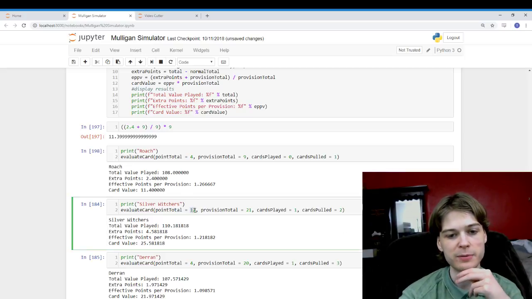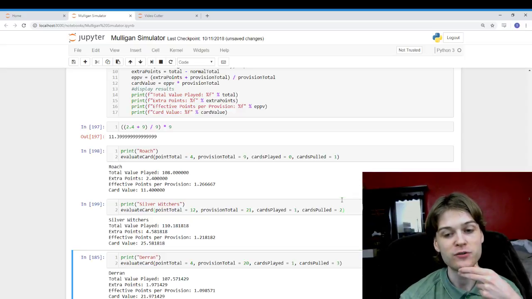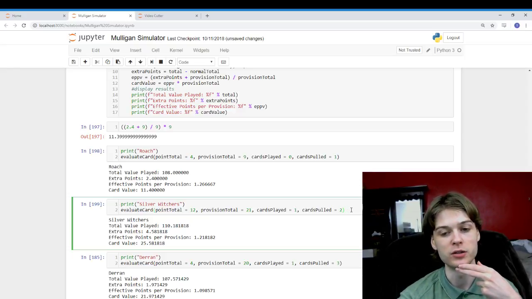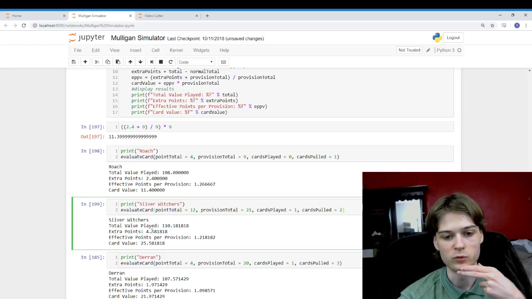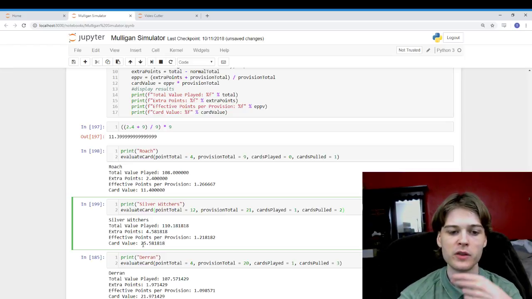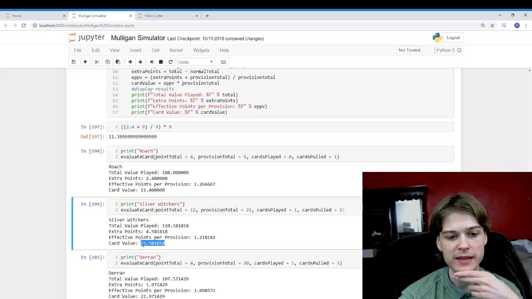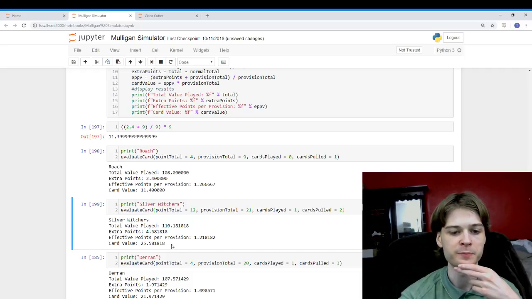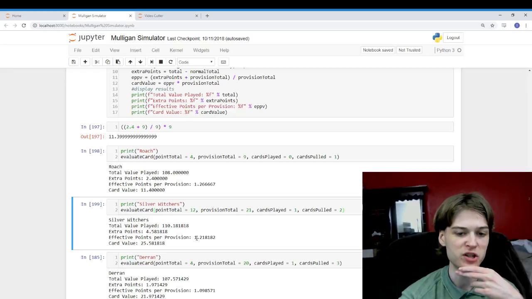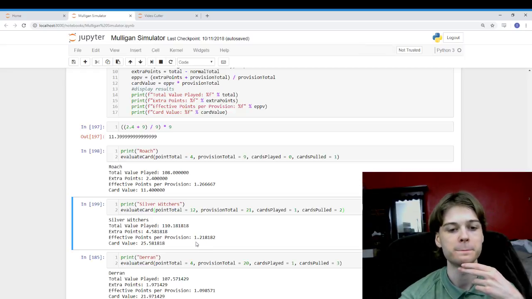So Silver Witchers, they play 12 points. They cost 21 provisions. They play one card and they pull 2 from the deck. So after they impact the average card that you have in your deck remaining, and we shuffle our hand back and draw a new hand, we end up that the Witcher Trio is worth about 25 points once you take into account thinning value, which is an expected points per provision of about 1.21.